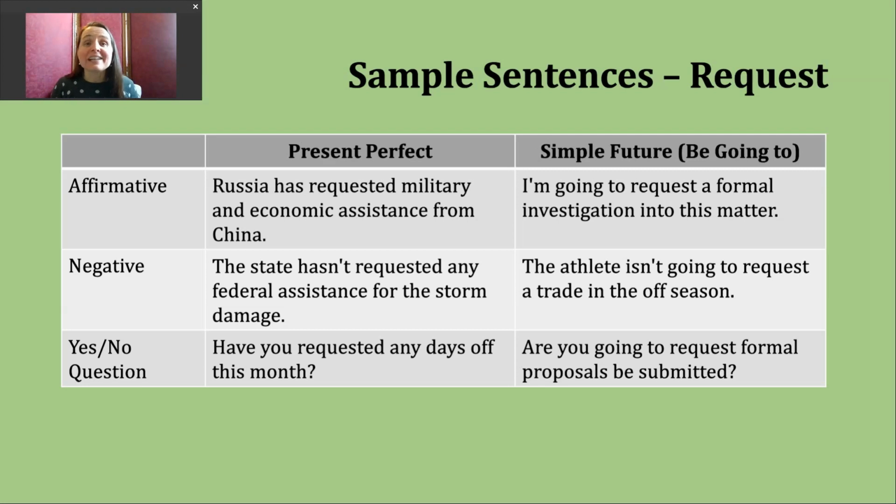Lastly, let's look at making a yes or no question in the present perfect. To do this, again, we'll start with have or has, whichever form matches our subject, and the subject comes next. Then we use that participle form of the verb. Have you requested any days off this month?